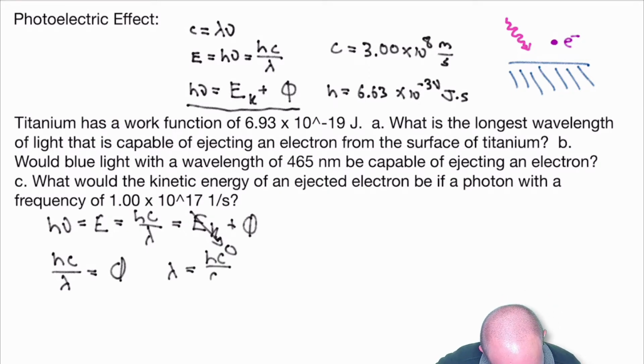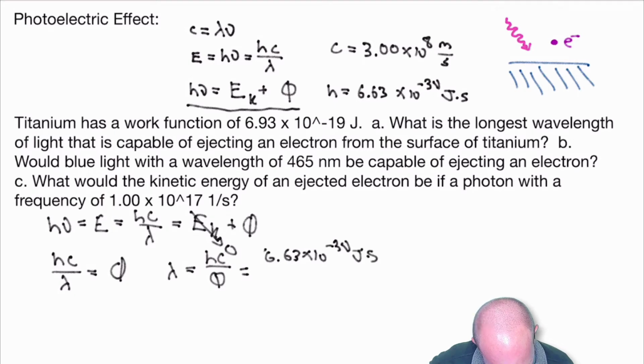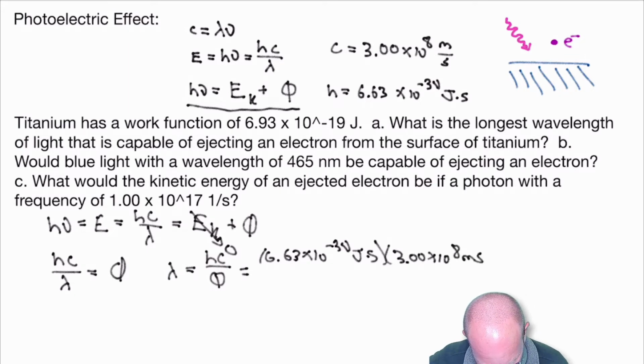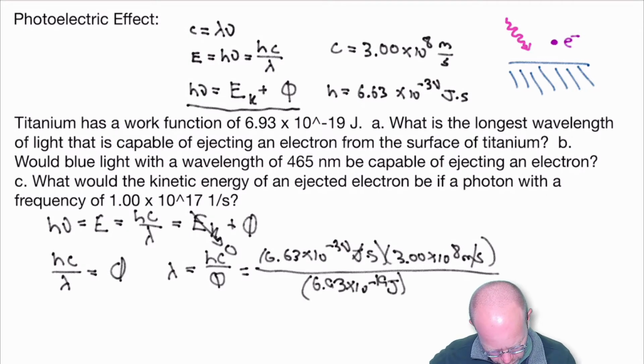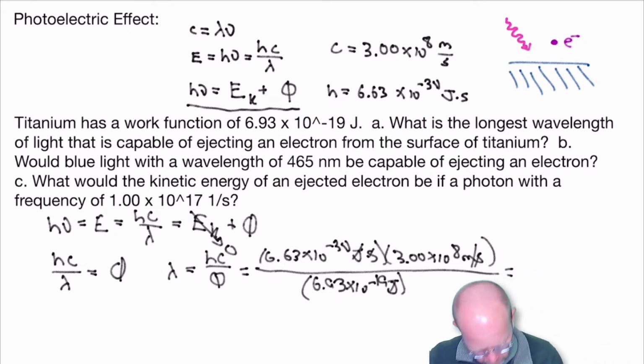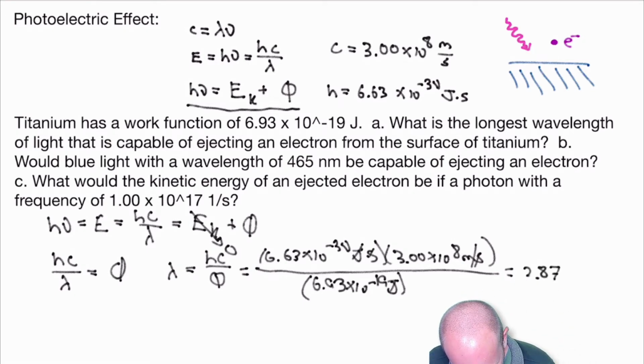That's going to be hc over the work function, and let's just go ahead and plug some numbers in. Here's the Planck's constant, 6.63 times 10 to the minus 34 joule seconds, times the speed of light in a vacuum, which is 3.00 times 10 to the 8th meters per second. And we're going to divide that by the work function in titanium, which is 6.93 times 10 to the minus 19th joules. And what you'll notice is joules units cancel, seconds cancel, and we're going to be left over with meters. And so what I see when I punch this into my calculator is 2.87 times 10 to the minus 7 meters.